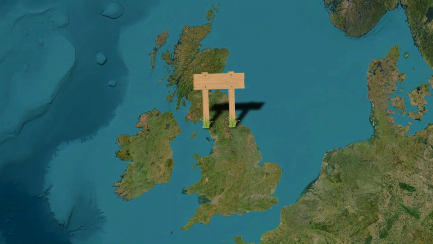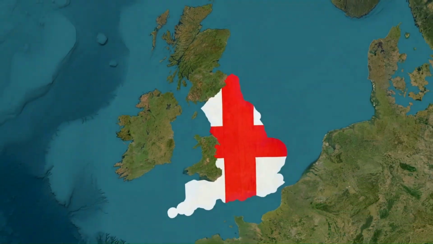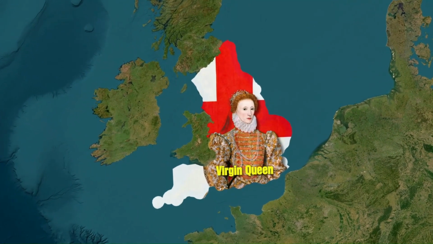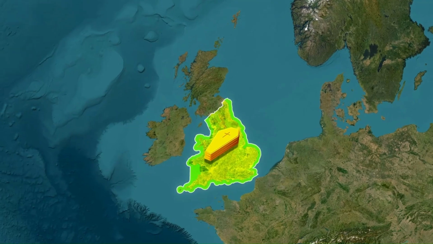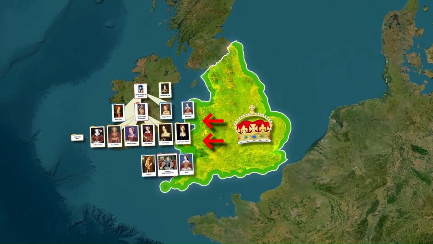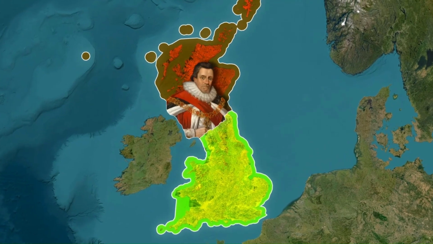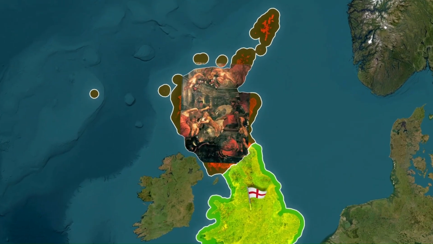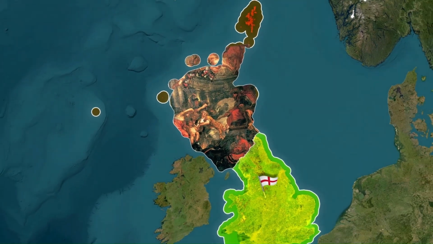It all started in the late 16th century. England was ruled by Queen Elizabeth I, the Virgin Queen, who famously had no children. When she died in 1603, the English crown passed to her closest Protestant relative, King James VI of Scotland. He became James I of England, creating a personal union of the crowns, but not a political one.